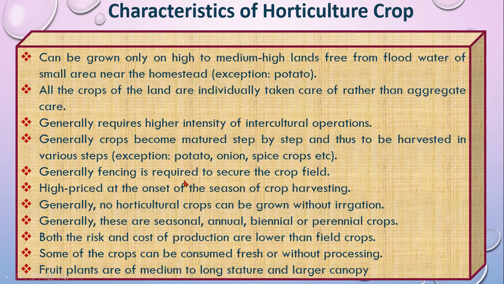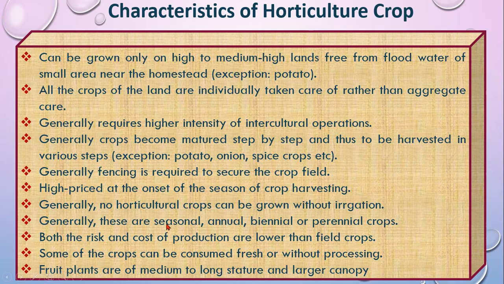Like a neat fence on the field of horticulture crop to protect from different enemies, such as wild animals, human beings as well. Price is high when this one is in the market. Then horticulture crops cannot be grown without irrigation, it is quite impossible, so you need to irrigate the crop. But in field crops, sometimes some crops can be grown without irrigation, but for horticulture products, this is unbelievable.